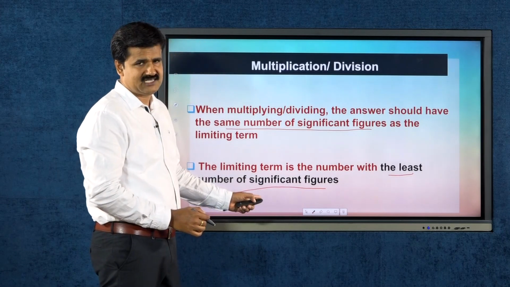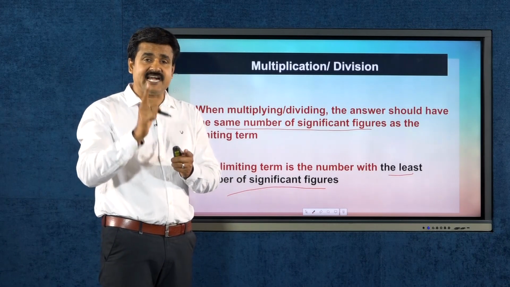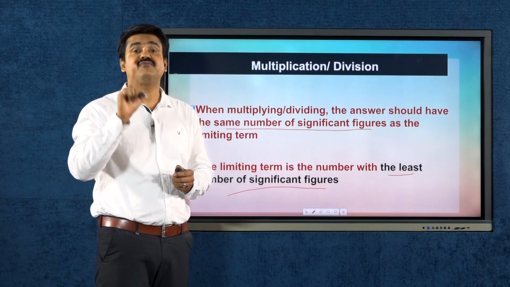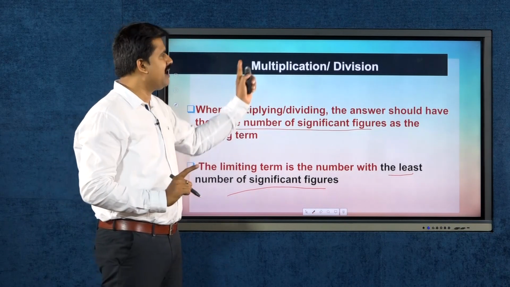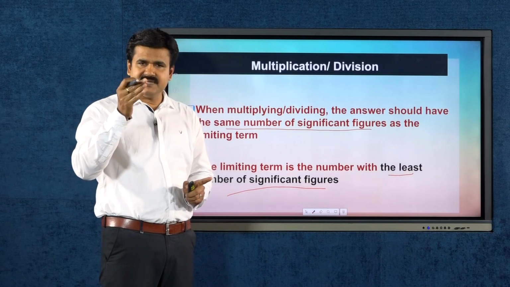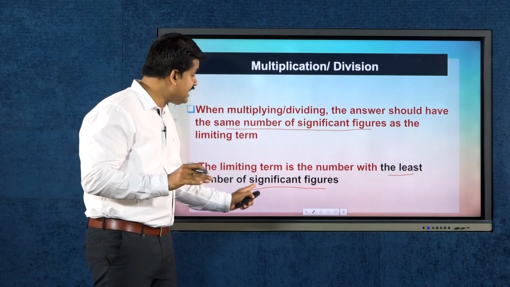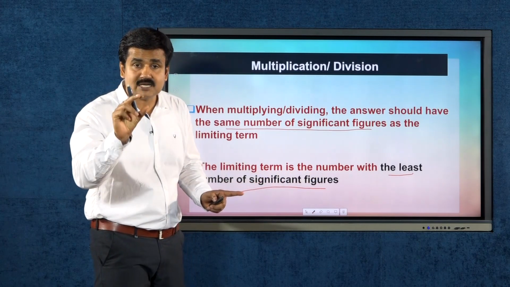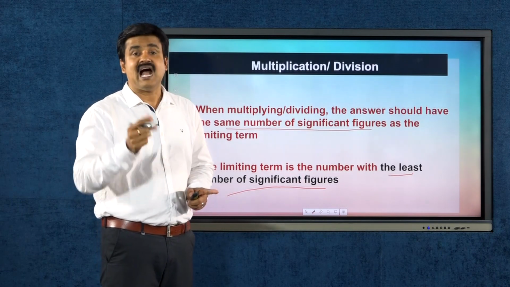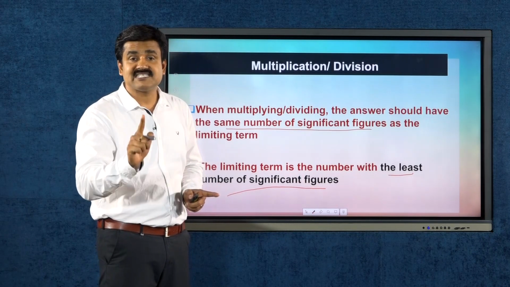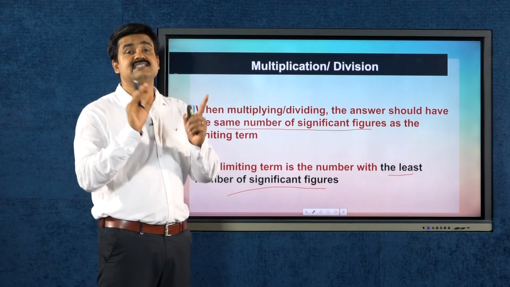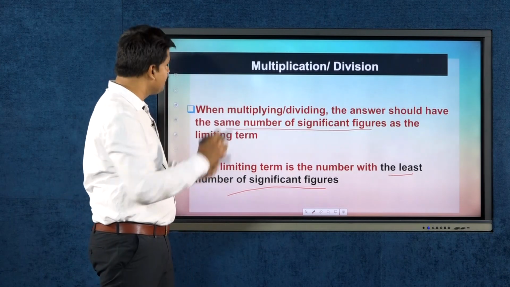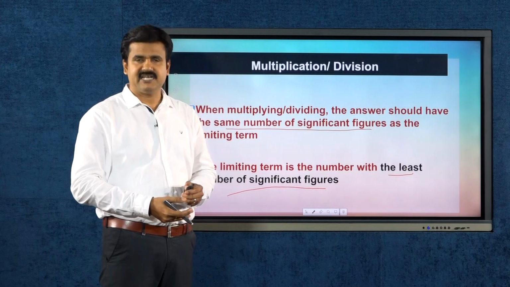This is most important. When we discussed the case of addition and subtraction, the limiting term is the term with the minimum number of decimal places. But in multiplication and division, the limiting term is the term with the least number of significant figures. So, in multiplication and division, you have to check the number of significant figures, and in addition and subtraction, you have to check the number of decimal places. This is very, very important as far as arithmetic operations are concerned. Now we can exemplify multiplication and division.